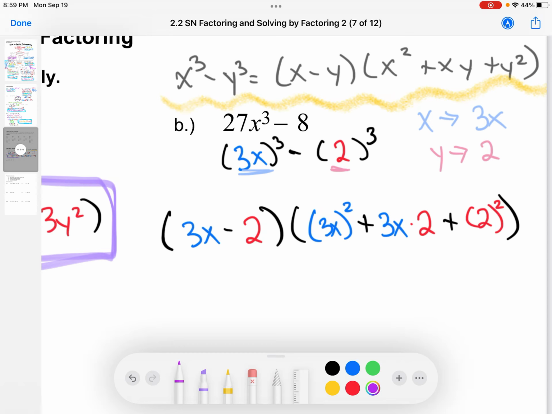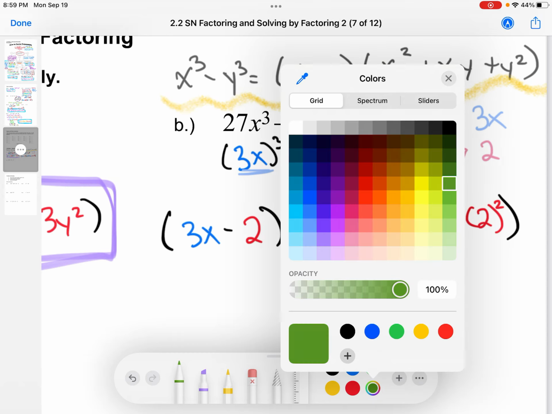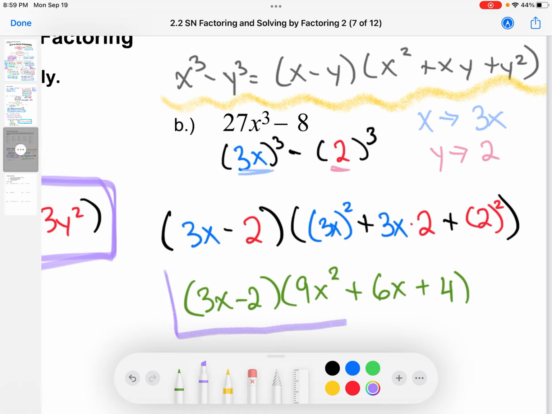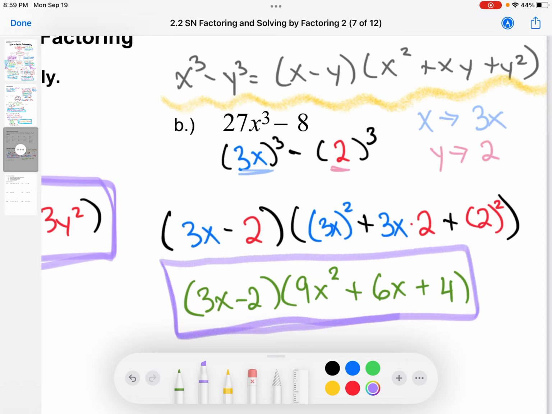Okay, so cleaning this up a little bit, 3x minus 2 is good. Take the 3x and square the whole thing, so that's 9x squared. Multiply your terms in the middle, that's plus 6x. Then plus square the 2, and we get 4. This is completely factored, as long as you took out a greatest common factor in the beginning, and as long as that first parentheses is not another set of squares or cubes.